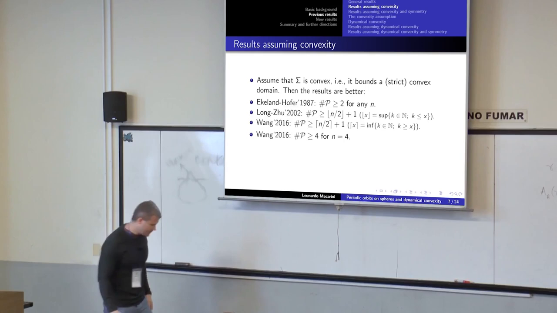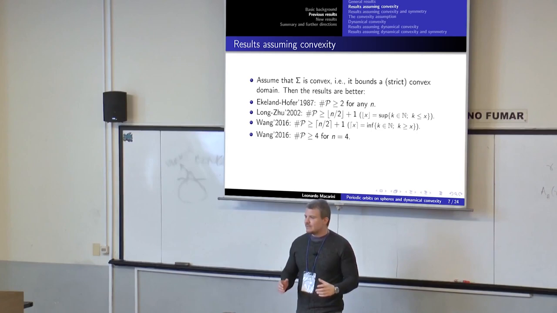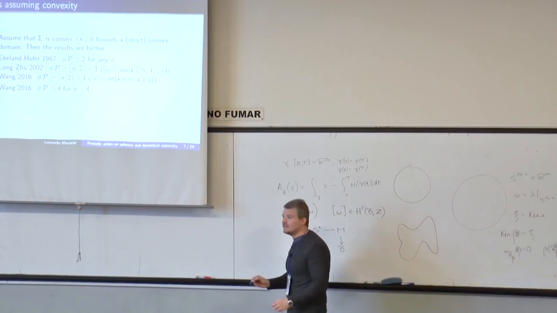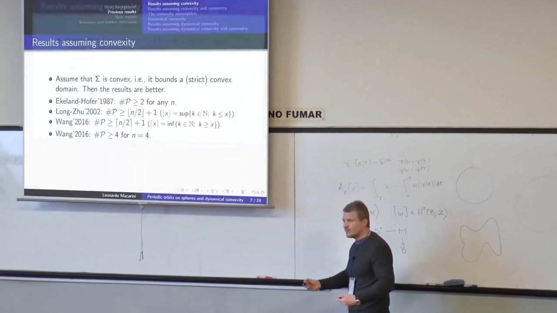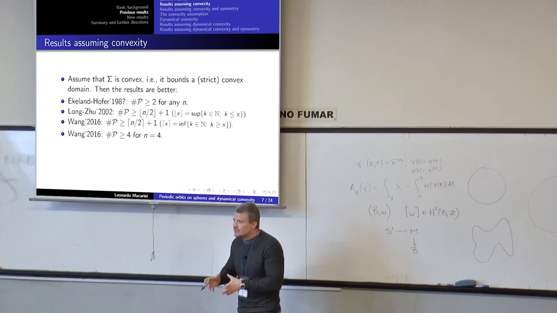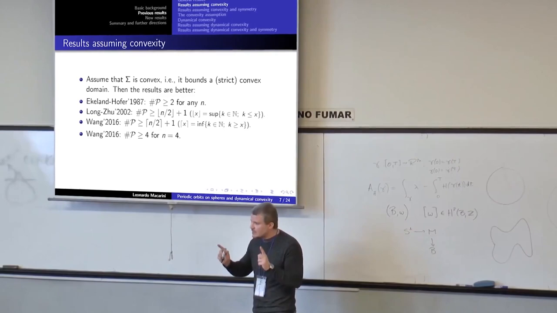Good question. There are two main reasons. First of all, the variational methods are easier because you see this functional in general is, as I said, ill-behaved. But in the convex case, you can replace this functional by some dual functional, which is much more tractable. It's much better. Okay, and the critical points of this new functional correspond to periodic orbits. And the other thing is that convexity implies some conditions on the index of the periodic orbits, which are very useful to get periodic orbits. These are the two main reasons why the convex case is easier, or less hard, than the general case.